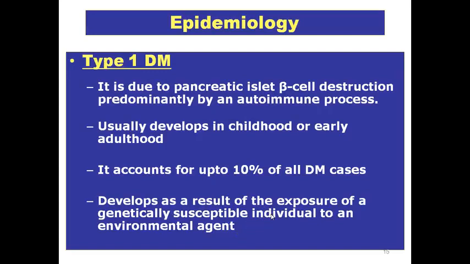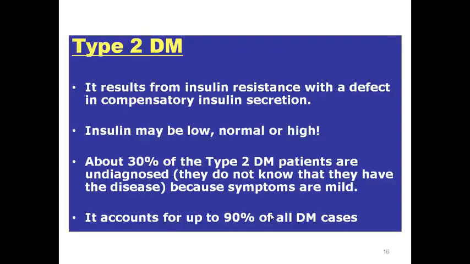So genetically there was a problem, and then some environmental agent, some virus came and affected them. The susceptibility was already there, and they got exposure, and they formed type 1 diabetes antibodies, and that destruction started. Type 2, it results from insulin resistance with a defect in compensatory insulin secretion.